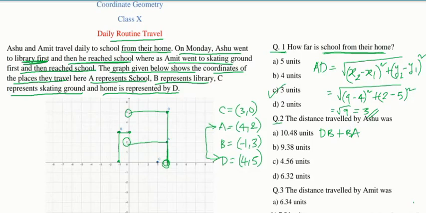So D you know, B you know. Apply distance formula. So square root of DB. These 2 points carefully you apply. So (4 minus of minus 1), so 5. 5 square plus (5 minus 3) is 2.